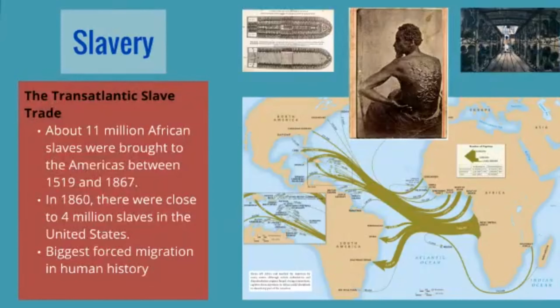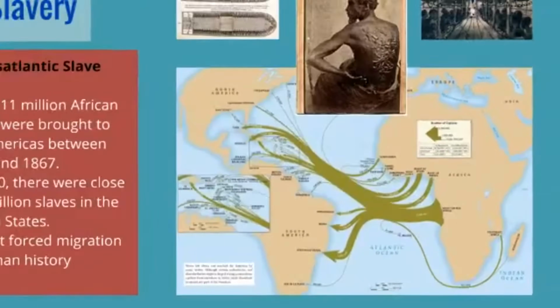The transatlantic slave trade was a time period when about 11 million African slaves were brought to the Americas. This took place between 1519 and 1867. This is sadly the biggest forced migration in human history. And we see that in the 1860s, there were close to 4 million slaves in the United States alone. So the transatlantic slave trade, which brought 11 million people, is the biggest forced migration in human history.